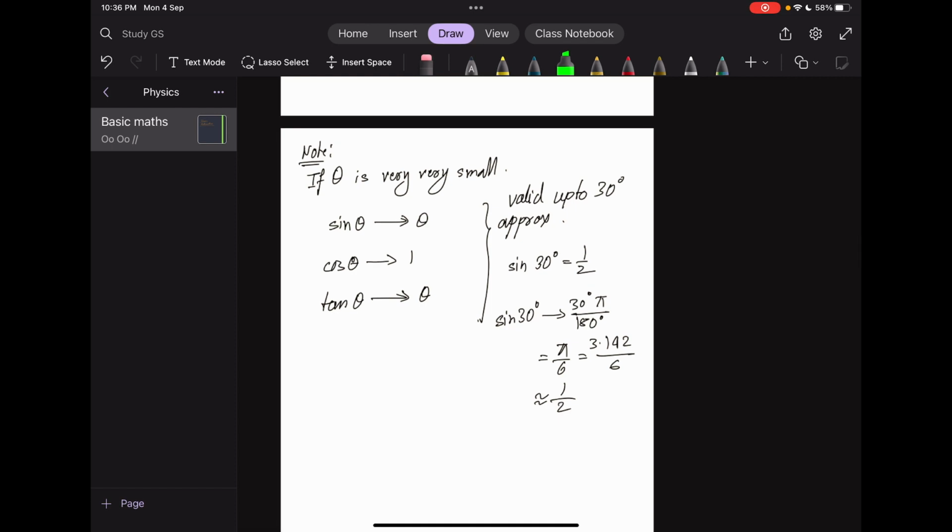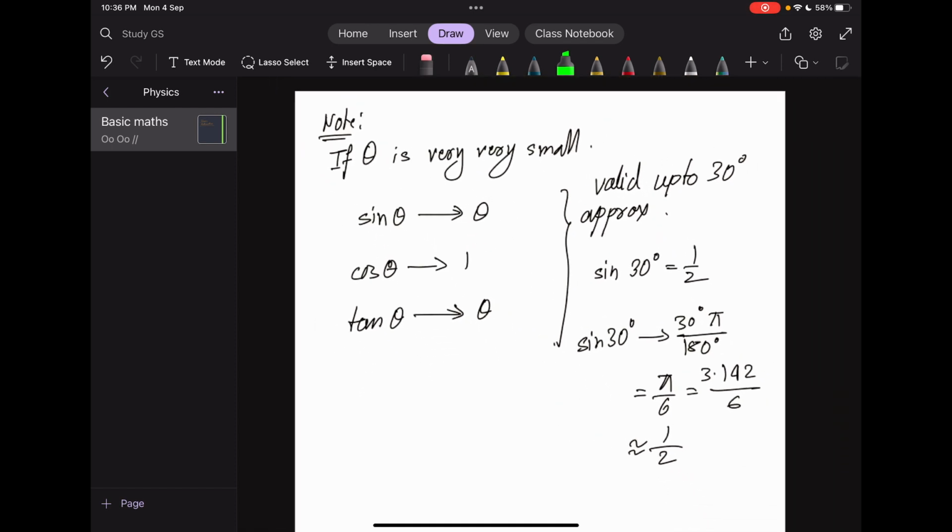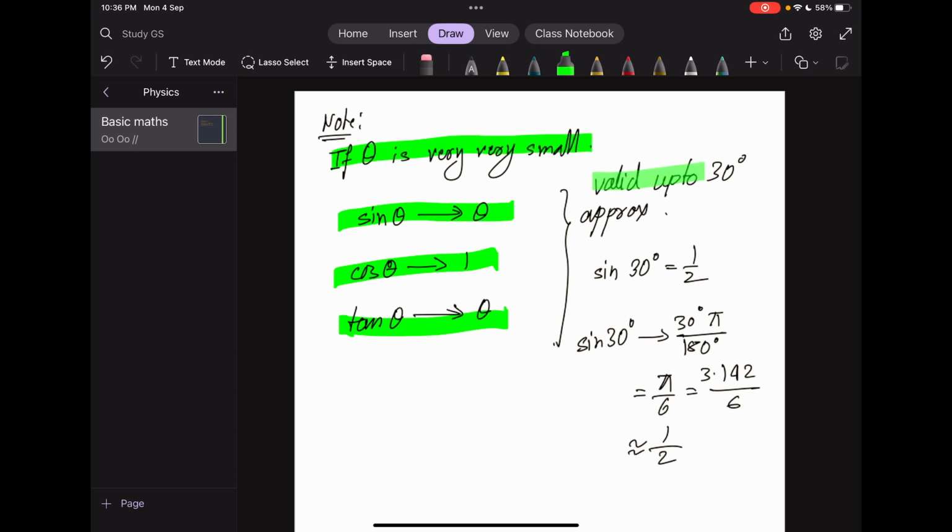Next thing is, if theta is very small, then sine theta is equal to theta, cos theta is equal to 1, tan theta is equal to theta. If theta is very small, this is valid up to 30 degree approximately. So we can say sine 30 degree is half. So for sine 30 degree, what we can do here, see, 30 degree times pi by 180 degree.